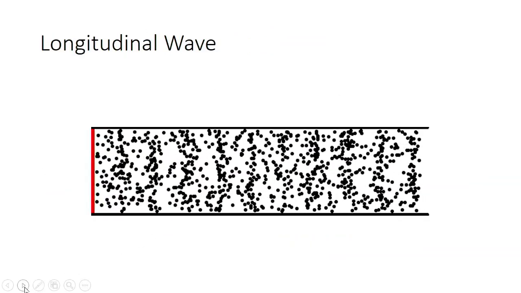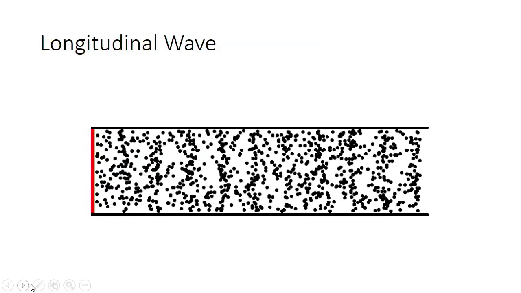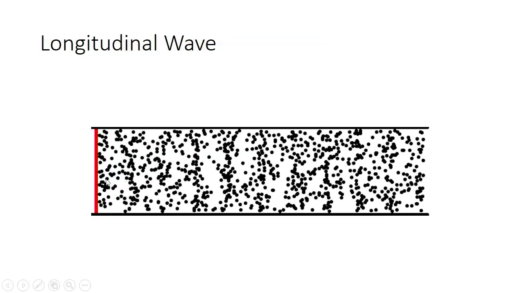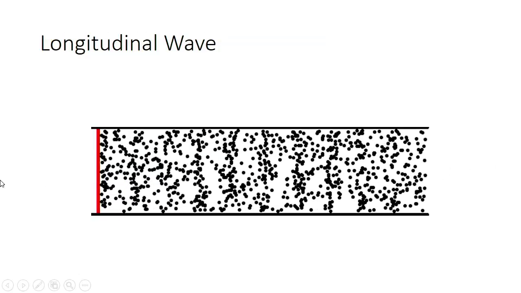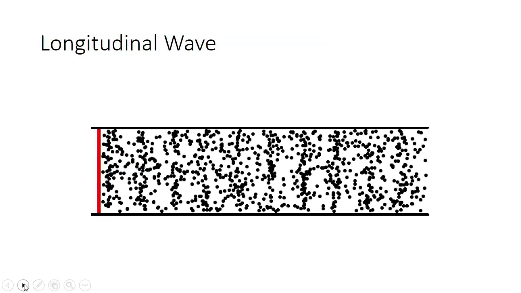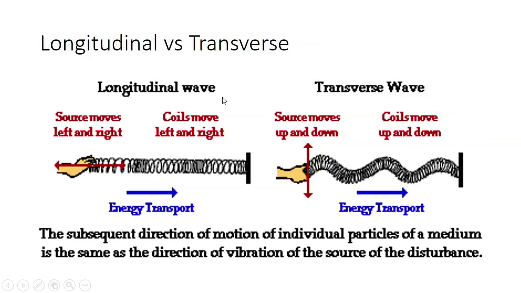Now here, look at the motion. They are in the same direction. These particles are moving in the same direction as the wave motion. They are in compression. Now let's look at this diagram. It's showing the difference between the longitudinal waves and the transverse wave. And the two diagrams here explain it.